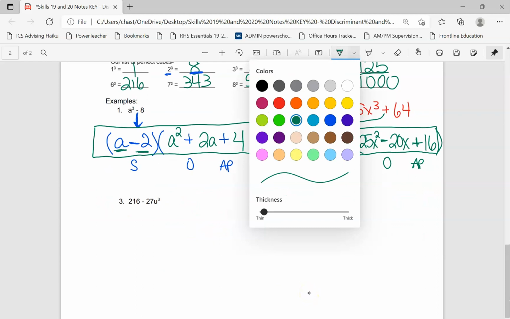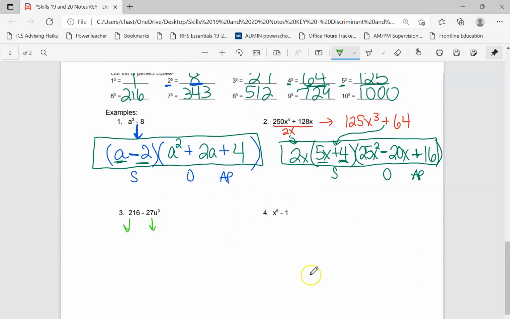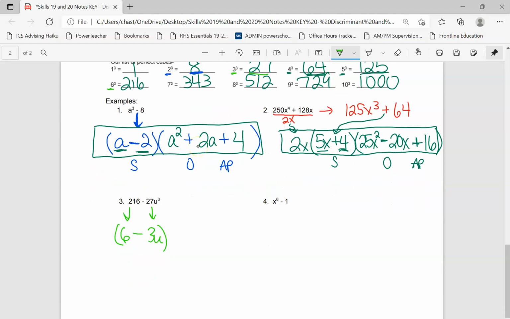Alright, I'll try another one here. For this one, if I look at that, square root of 216, if I go back up to my list, that was 6. I have a minus, and then 27u cubed, 27's cube root gives me 3. And looking at that, you might be thinking, oh, wait a minute, I could still divide those by 3. So good eye. So that makes that become 2 minus u.